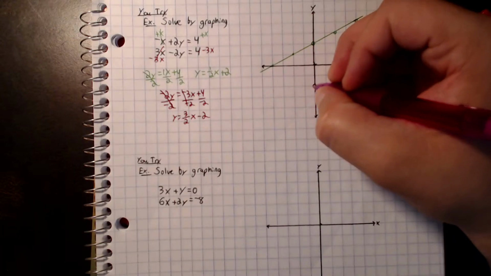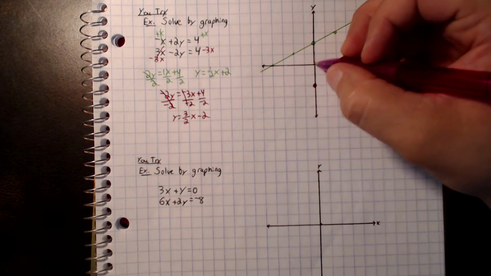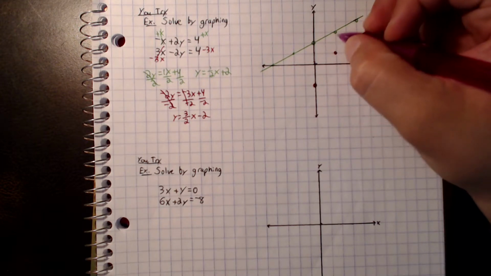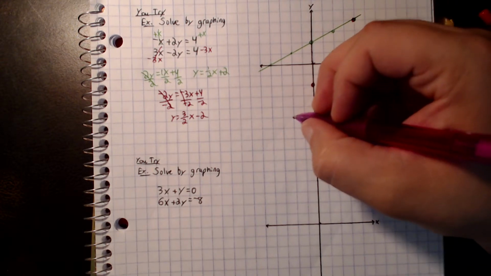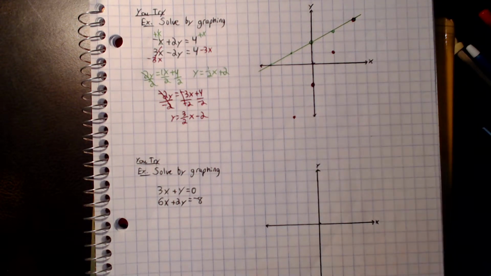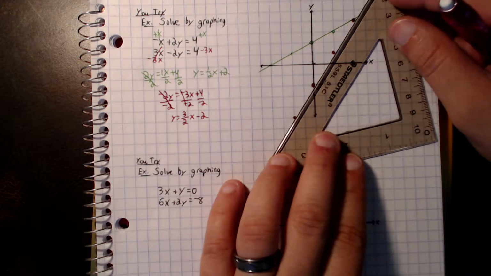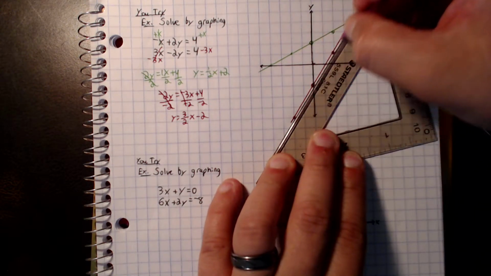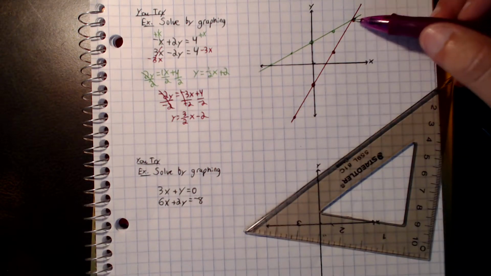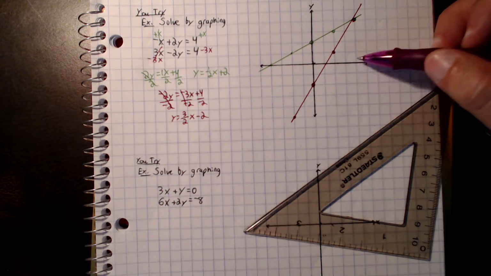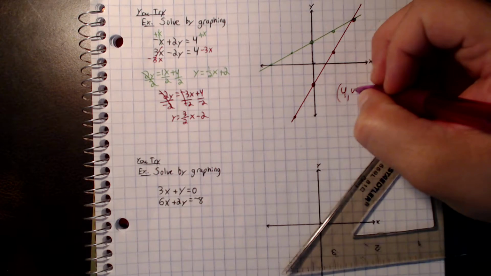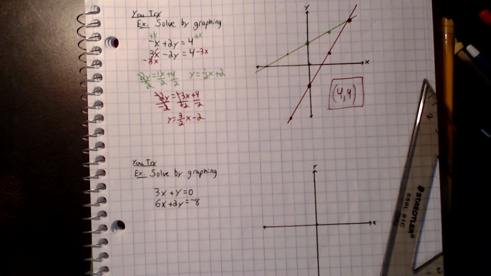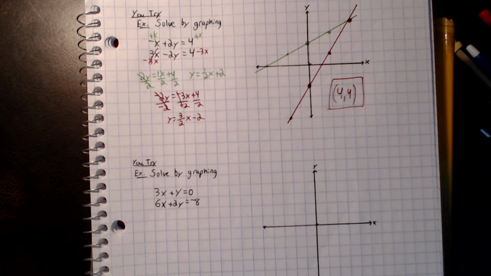So here's my -2. I want to go up 3 and over 2, up 3 over 2, or down 3 and backwards. I already see where it intersects. That's good. That intersection is right here at 1, 2, 3, 4, 4. Hopefully you got 4, 4 for that one.